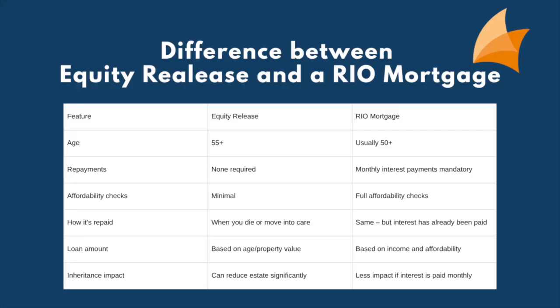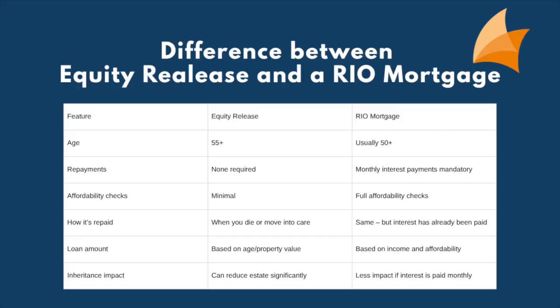Next, affordability checks. With an equity release plan, there's usually minimal affordability checks. With a RIO product, usually a full income and outgoing assessment is made and credit scoring is involved. Next, how's the plan repaid? With an equity release plan, this is usually paid on death or when you move into long-term care. With a RIO plan, it's usually the same, but often interest has been paid during the lifetime of the mortgage.